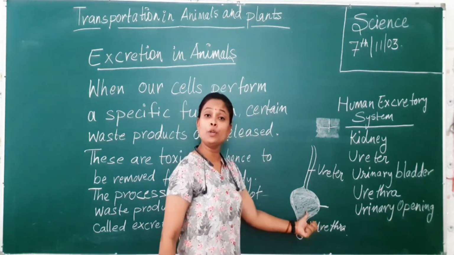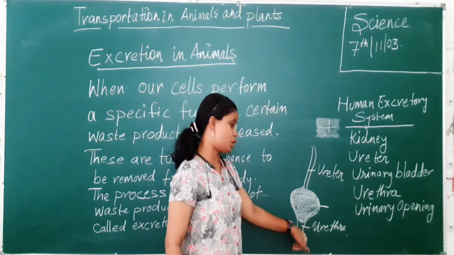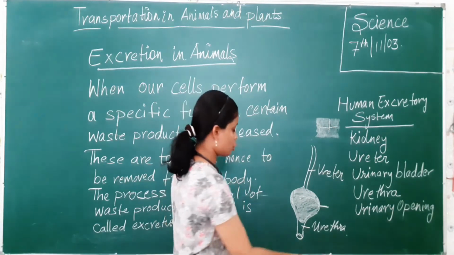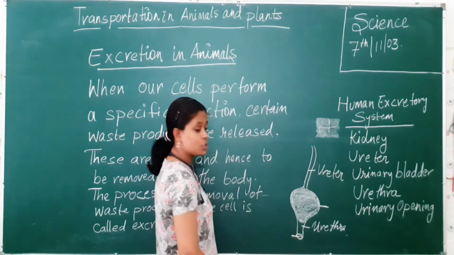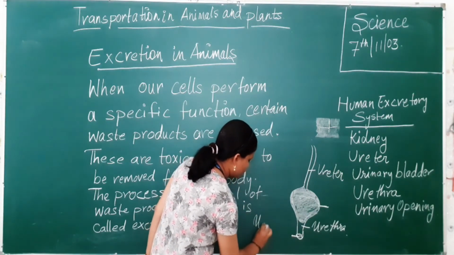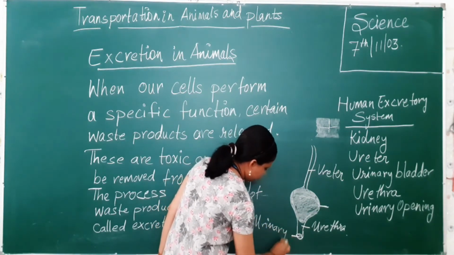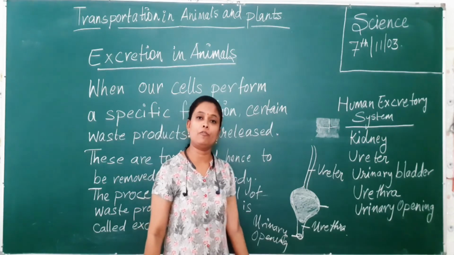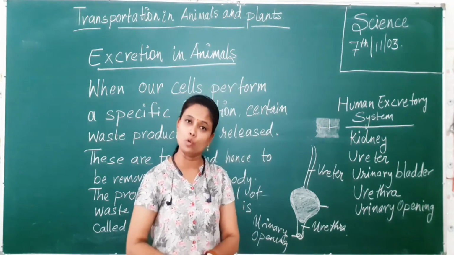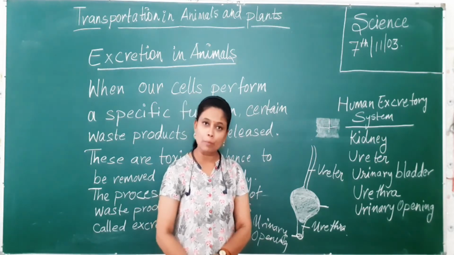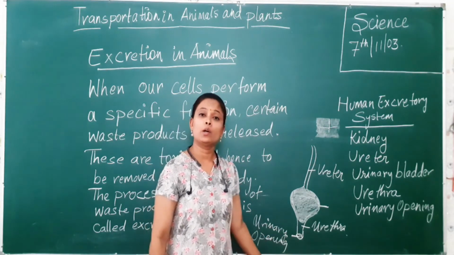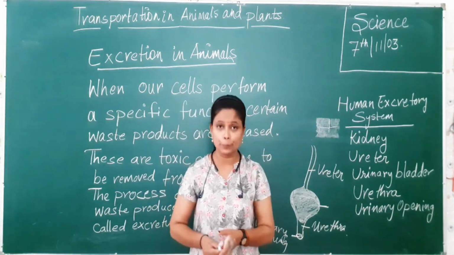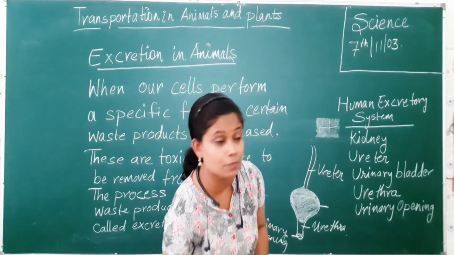So from the urinary bladder, the urine reaches the urethra, and finally when you go to the toilet, the passage through which it leaves, this opening, is called the urinary opening. So urine will finally be thrown out, or released, from the body through the urinary opening. I think the whole system in this picture is quite clear to you. This was the brief description.